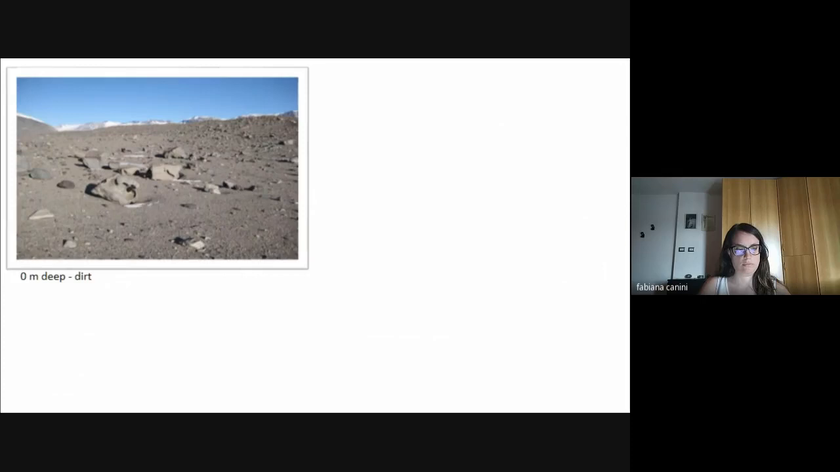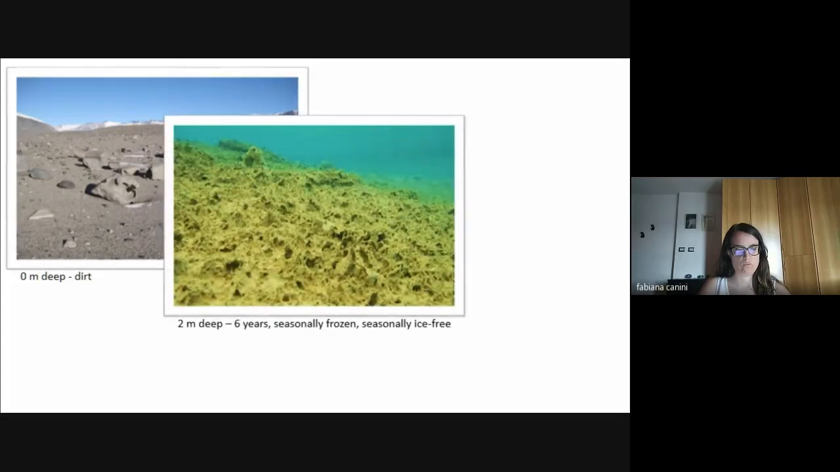Okay, so the transition we're seeing is from dry land, which in the McMurdo Dry Valley looks pretty much like this, we call it dirt, through to a moat system. This is a moat system about 2 meters deep. It's been inundated for maybe 6 years, and it's seasonally frozen, seasonally ice-free.